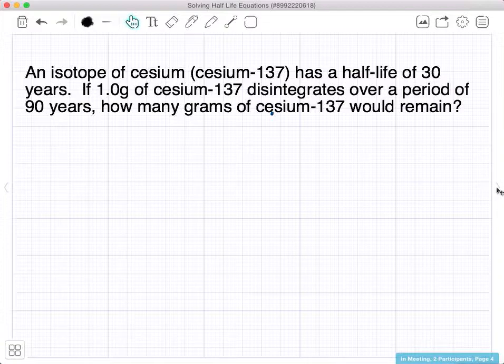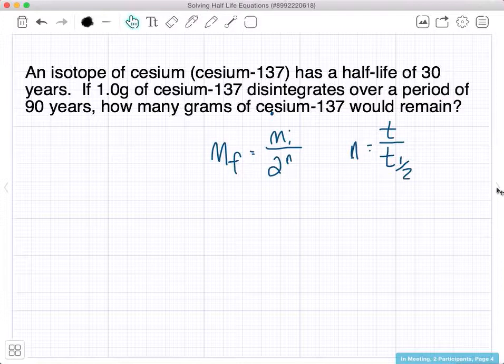So these individual variables. All right, so we have two equations for half-lives. The final mass is equal to the initial mass divided by 2 to the nth power. That's one equation that we had. The other one was that the number of half-lives is equal to the total time divided by the half-life length. All right, and let's go ahead and get our variables out here, and we're going to try to identify as many of these things as we can as we walk through this problem.